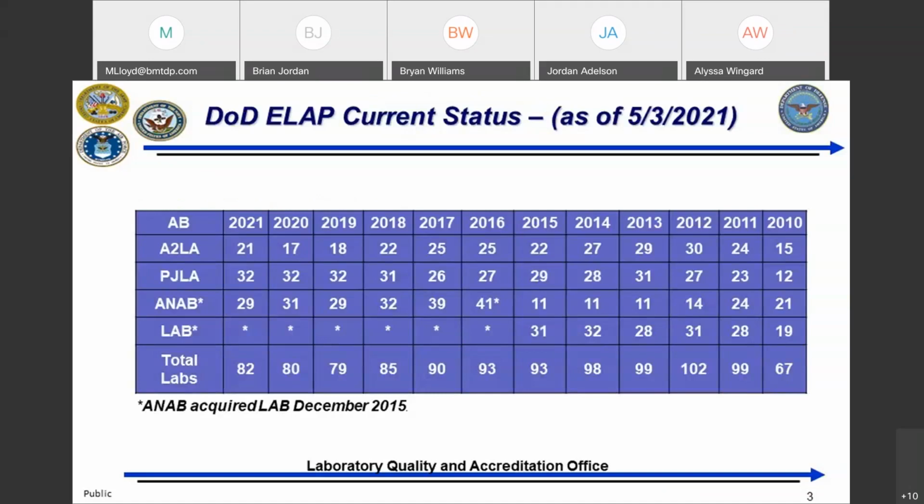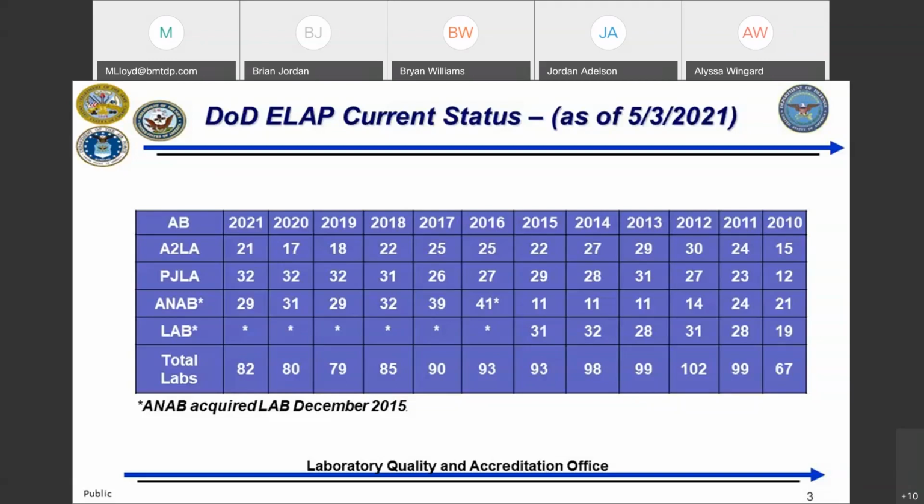As of May 3rd of this year, this slide depicts, as I do in most of our workshops, the status of where we are with the laboratories that are DoD ELAP accredited. As you can see, there are currently 82 laboratories accredited for the DoD ELAP. If you look at the very bottom row, you can see that over time, that number has really stabilized. We're up 2 from last year. In addition, you can also see that we have 3 accrediting bodies. 2 are a little bit higher in numbers than the 1.